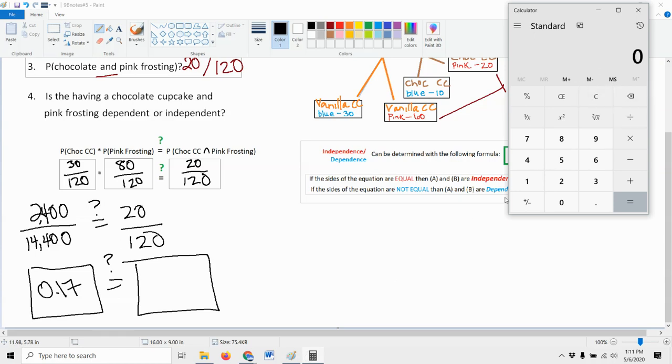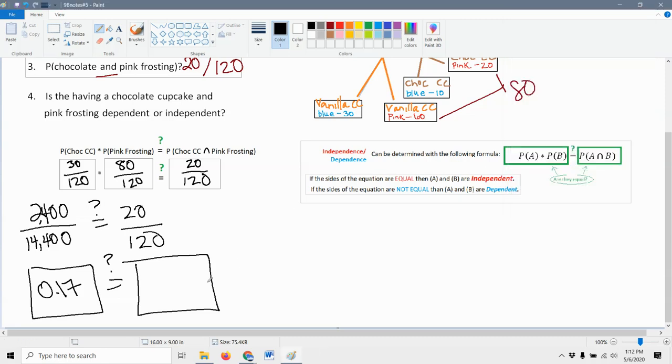Okay? What about this guy? Well, let's go ahead and do 20 divided by 120. What's that going to equal? Oh, doesn't this look familiar? Again, we're rounding to 2 places past the decimal. That third digit's a 6, so we'll round up. And that'll give us 0.17. Look at that, guys. We can see that 0.17 is equal to 0.17. So if the 2 events are equal, then A and B are independent.